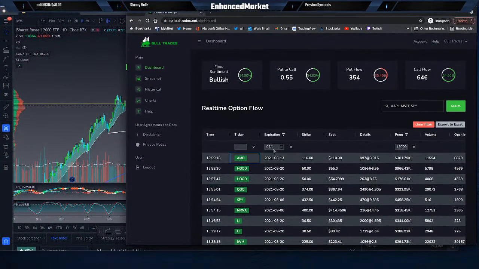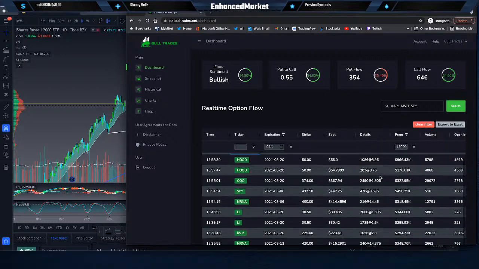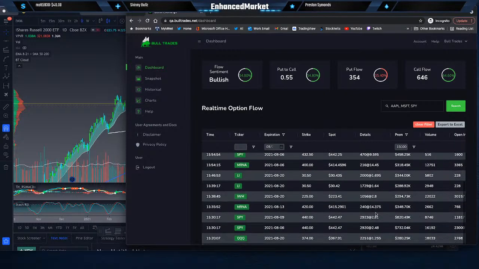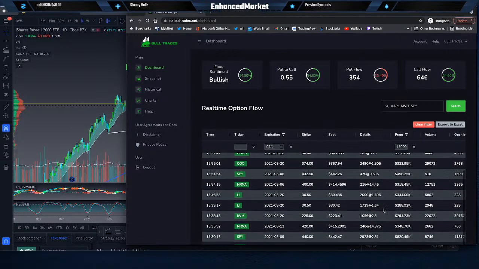Along with that, we're adding some more filters. We're adding the ability to filter for out of the money strikes, possibly to search for certain premiums, right? So if you wanted to see anything under $100 per contract, you'd be able to search that.